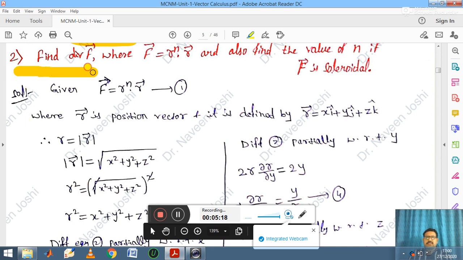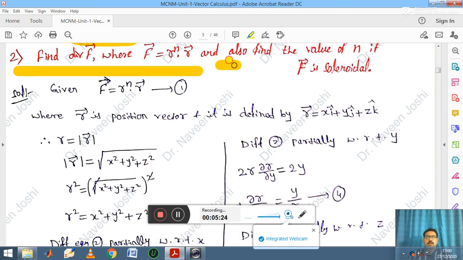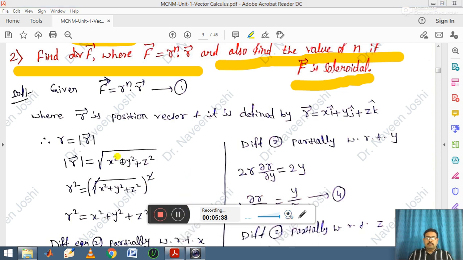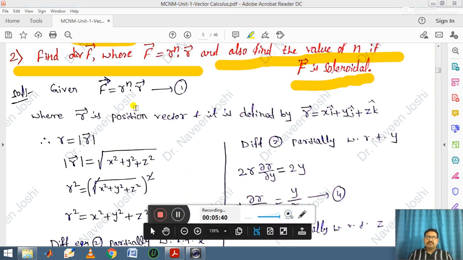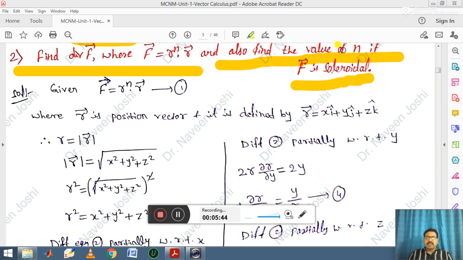Find divergence of f where f equals r^n dot r, and also find the value of n if f is solenoidal. Okay, so we already know the solenoidal definition. The solenoidal definition is that divergence of a vector is equal to 0. This means in this problem we need to find the divergence of f and the value of n.